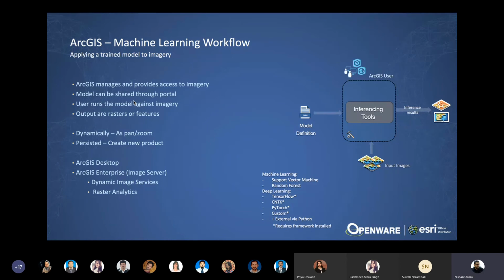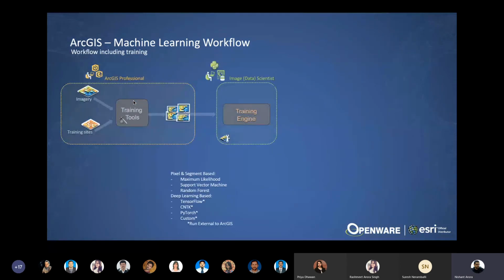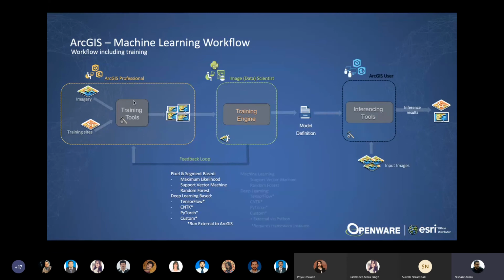Now, the next workflow is where you have to include or create the training sites or training samples yourself.